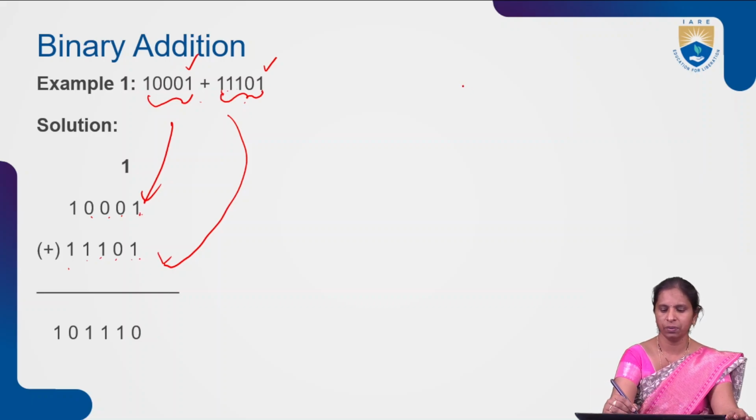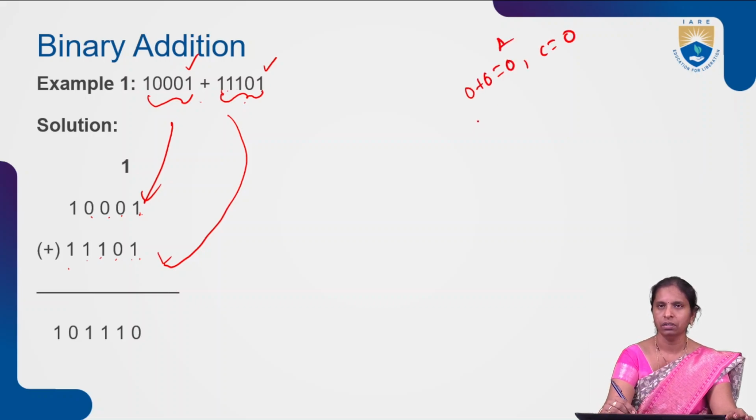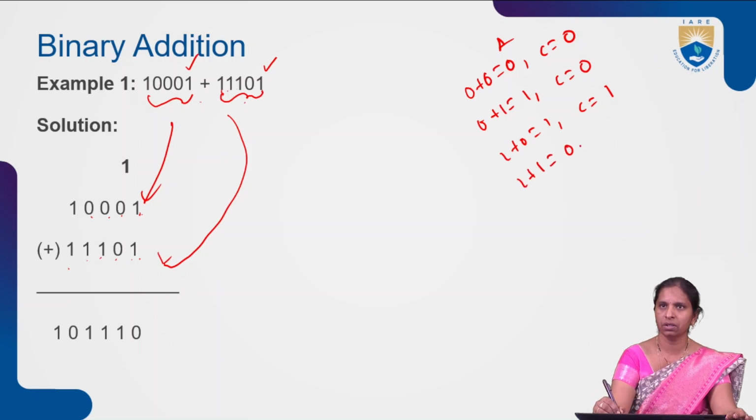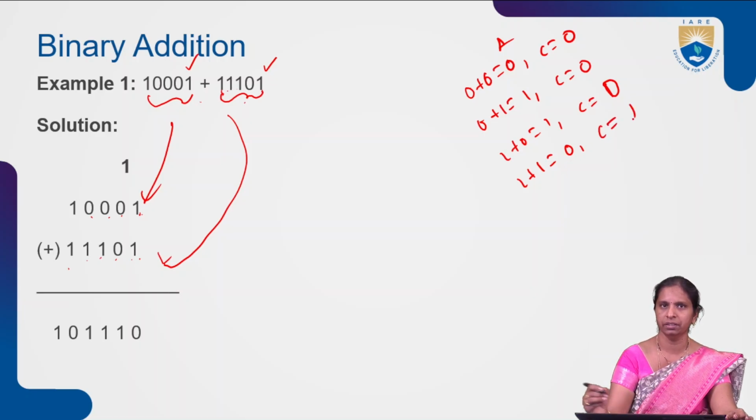We have already seen the addition of two binary digits. What are the rules here? 0 plus 0 equals 0, the addition is 0 and the carry is 0. 0 plus 1 equals 1 and carry equals 0. 1 plus 0 equals 1 and carry equals 0. 1 plus 1 equals 0 and the carry is 1.